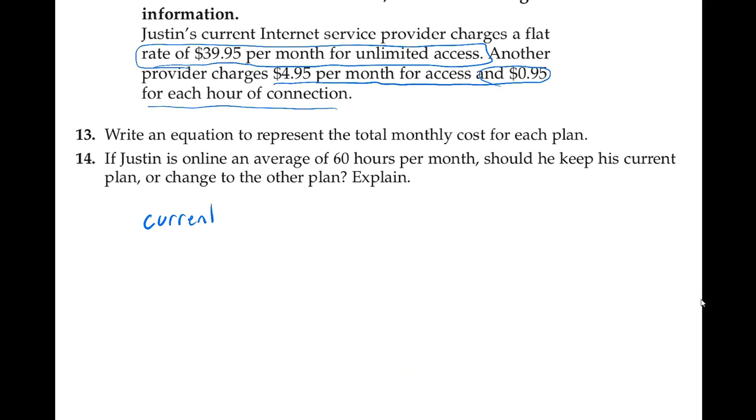Okay, so for current, this one's really easy. The first one, what do you add every per hour, per data, per anything? You add 0. So the slope here is 0x plus the y-intercept, the starting cost that they give you, which is 39.95. Or you could just write y equals 39.95 because it never changes. They even called it a flat rate because it's flat. It never goes up or down at all. So that was an easy one.